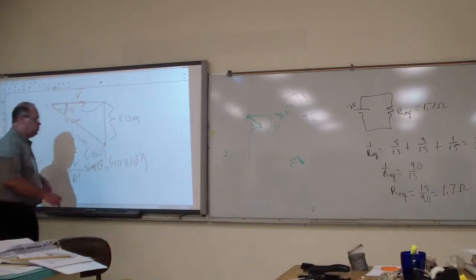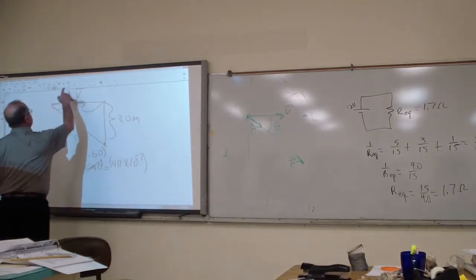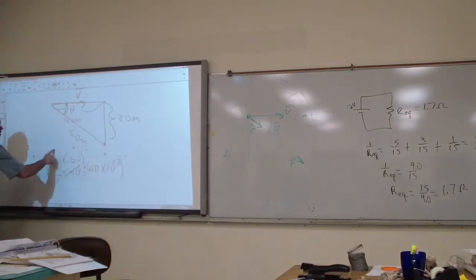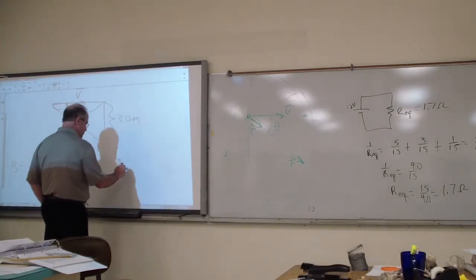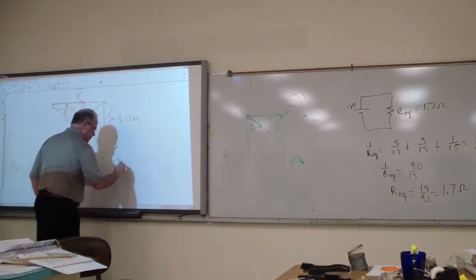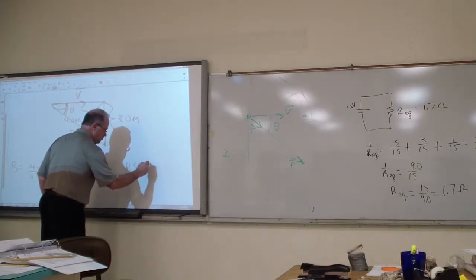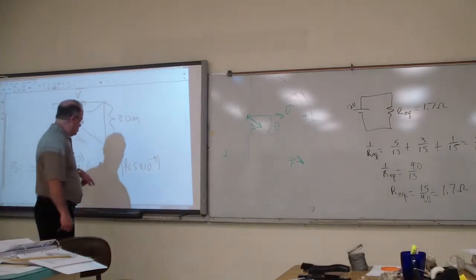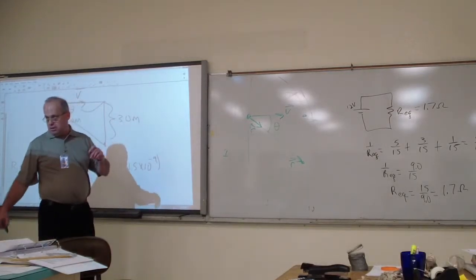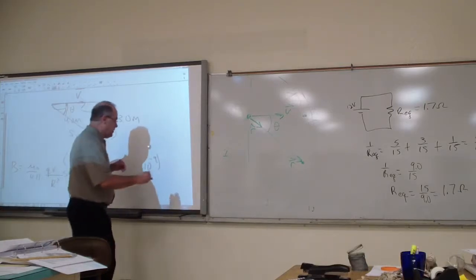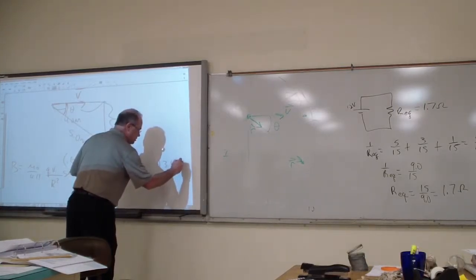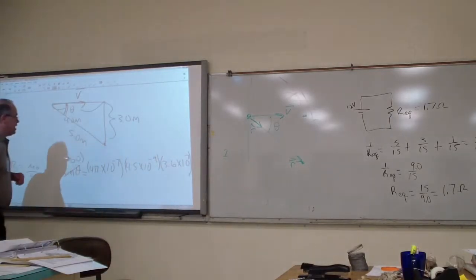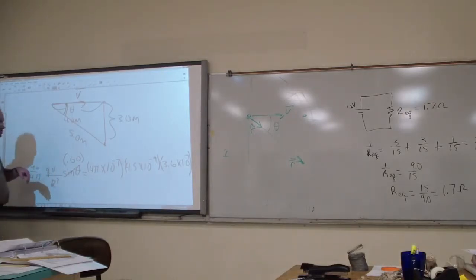And times, what did it say Q was? I'm going to run out of room here. 4.5 nano. And what's the speed? How fast is it going? 3.6 times 10 to the 7. That is fast, by the way. And divided by R squared.